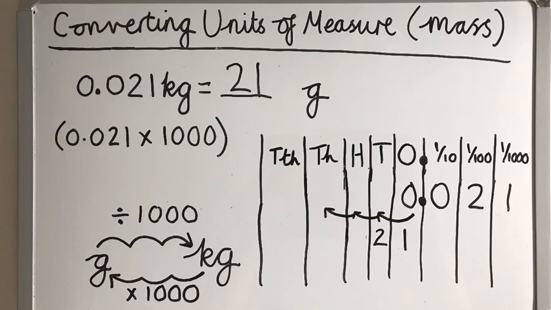And that's how you convert metric units of mass. Keep referring to the diagram there that shows the arrows and the directions and whether you divide by 1,000 or times by 1,000. It will really help with any questions to do with converting grams and kilograms.